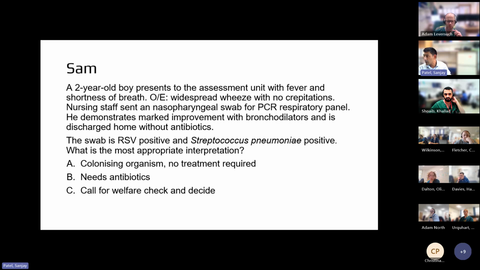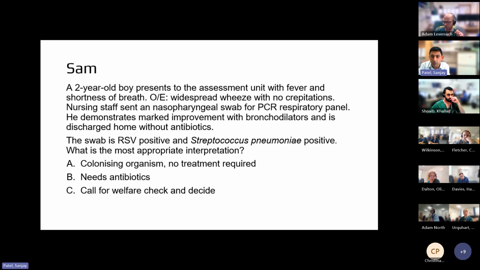So, Nick, if we could either post that or give us a flavour if people have written A, B, or C. We've got about three quarters of people have picked C, call for a welfare check, with the remainder saying it's a colonizing organism that doesn't require treatment. Yeah, I think no one has picked B.